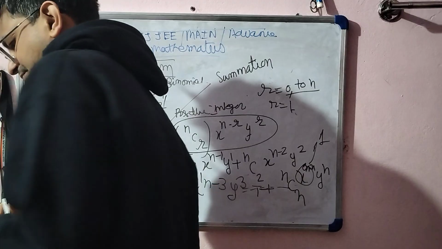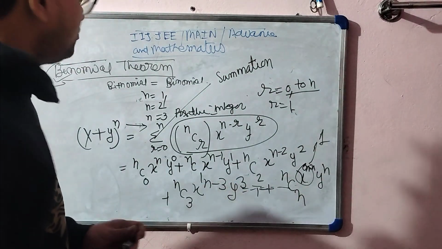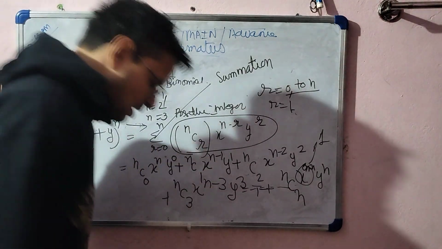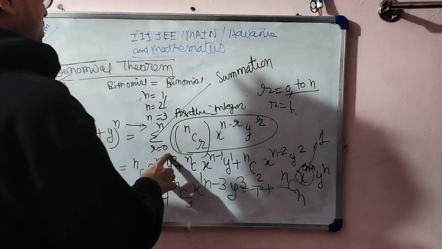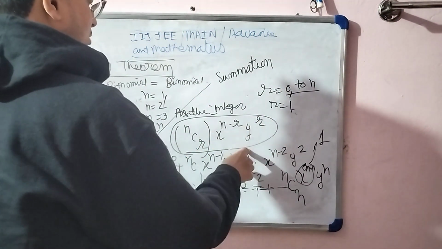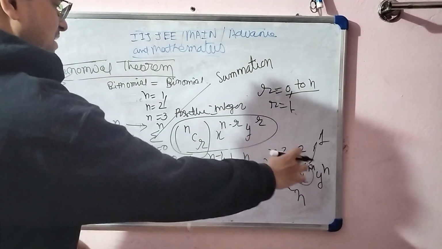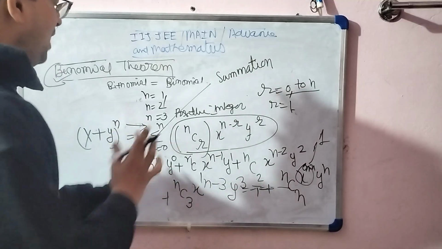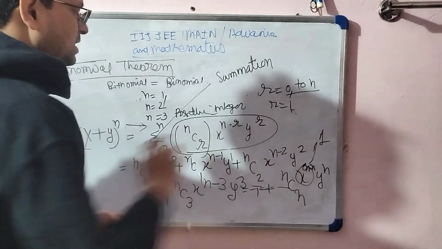Okay, this is the main concept of the expansion. You have to memorize that point: sigma r equal to 0 to n, nCr x to the power n minus r, y to the power r, and we can say this is the simple expansion. What is the summation? Sigma means summation, plus plus plus plus.